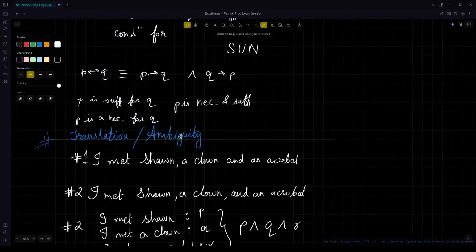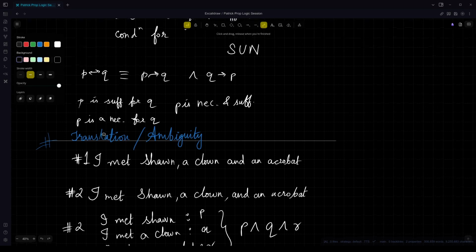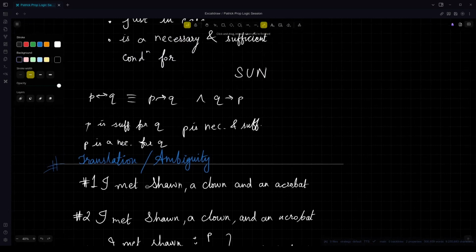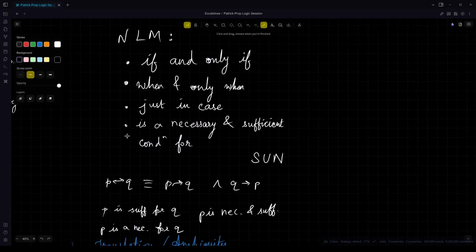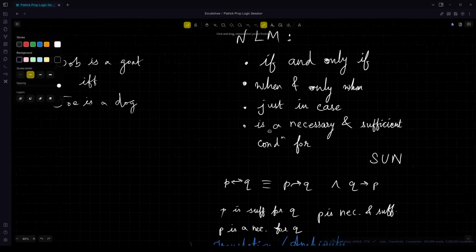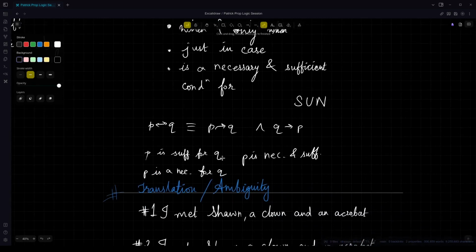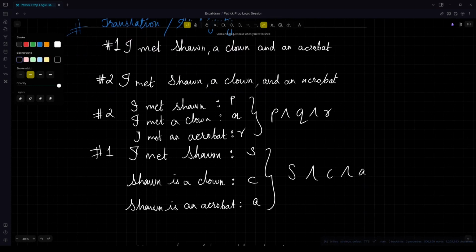We didn't cover all the natural language motifs for the biconditional. We covered the first and the last one in the list. The others are: Bob is a goat when and only when Joe is a dog, and Bob is a goat just in case Joe is a dog. And then Bob is a goat is a necessary and sufficient condition for Joe is a dog, which we already said. That should be fairly easy now.